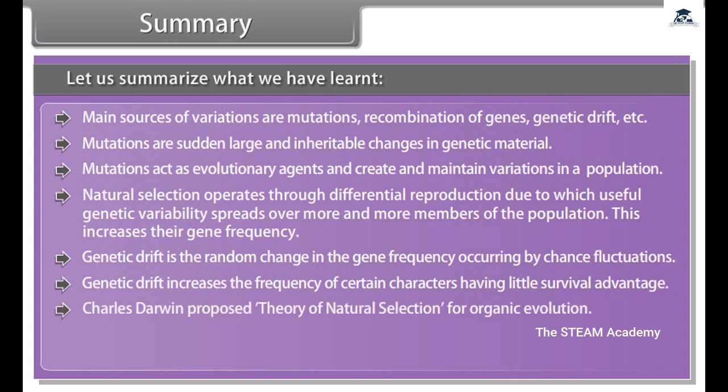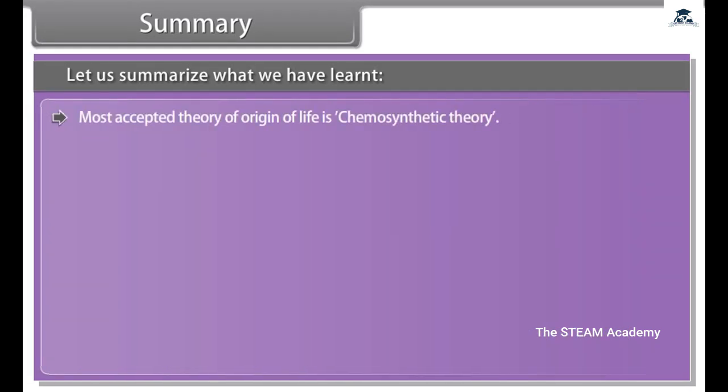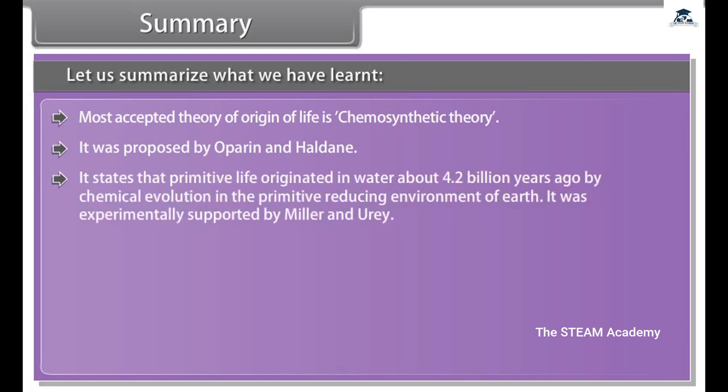Charles Darwin proposed the theory of natural selection for organic evolution. He proposed that only useful continuous variations help in evolution, and natural selection selects only the best adapted individuals from a heterogeneous population. Most accepted theory of origin of life is the chemosynthetic theory. It was proposed by Oparin and Haldane. It states that primitive life originated in water about 4.2 billion years ago by chemical evolution in the primitive reducing environment of Earth. It was experimentally supported by Miller and Urey.